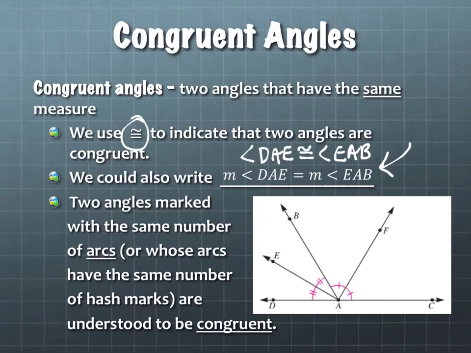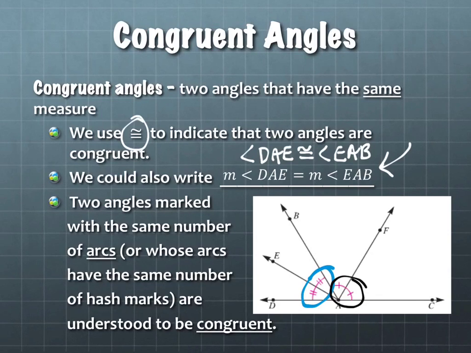Okay, so let's look at the angles themselves. If you look at DAE in the diagram and EAB in the diagram, on the right-hand side over here, we know that they are congruent, or that their measures are equal, because they both have two hash marks on them. That's how we're being told from the diagram. Two angles marked with the same number of arcs, or whose arcs have the same number of hash marks, are understood to be congruent. Your book does it like this. They put one hash mark on each of those on the right-hand side, and on the left-hand side they have double hash marks.